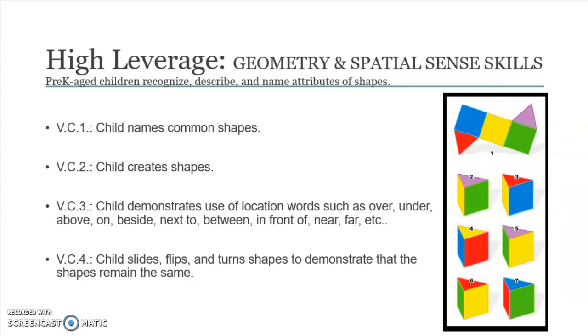A third high leverage domain for pre-K would be geometry and spatial sense skills. And again, that's children recognizing, describing, and naming attributes as shapes. This builds all the way up into geometry, especially in 4th and 5th grade, which is one of those areas that kids miss most in TEKs. And then in geometry and a little bit of algebra into high school.